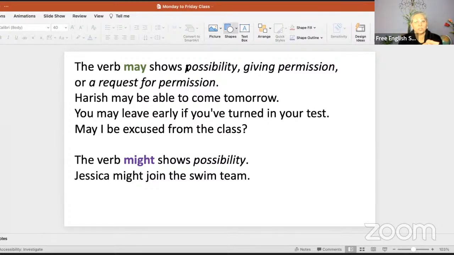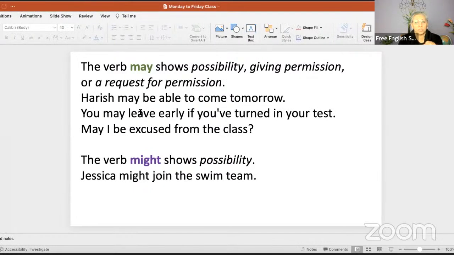The first one shows the possibility. The second one shows the permission. You are giving permission to someone. And the third one is a request. Now, the verb might shows possibility, right? Jessica might join the swim club team. So that's what it is.